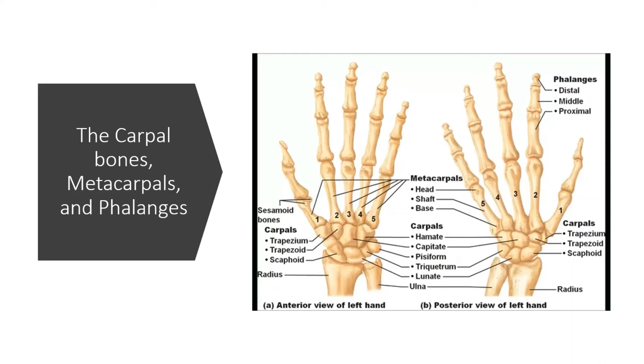Super easy, same thing, 1 through 5. Thumb is 1, 5 is pinky, okay? The thumb, we have a proximal phalange or digit, and we have a distal phalange or digit.